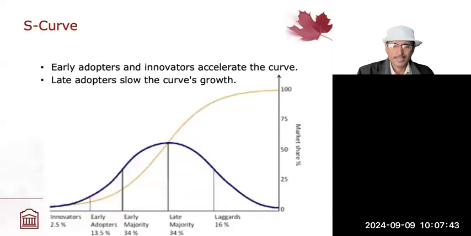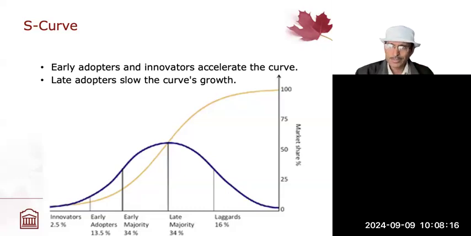Here is the S-curve. Early adopters and innovators accelerate the curve. Here you can see innovators 2.5, this is the right percentage, 2.5. Early adopters 13.5. Early majority 34. Late majority another 34. Laggards 16. These are the percentages when Everett Rogers did his research, calculated the data and found there are 2.5% innovators, 13.5% early adopters. So this is his category.